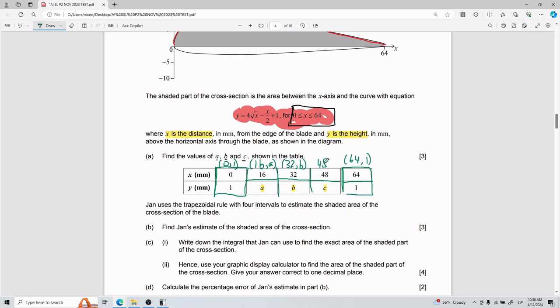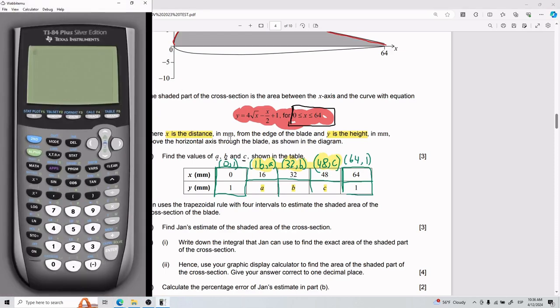And so the 3 points in between, respectively, would be 16, comma A, 32, comma B, and 48, comma C. All right, so basically, if I plug in an x of 16, I should get A. If I plug in an x of 32, I should get B. If I plug in an x of 48, I should get C. And so you can pull up your graphing calculator and plug in the equation that's in red. So the equation in red is 4 square root of x, minus the fraction of x divided by 2, plus 1.